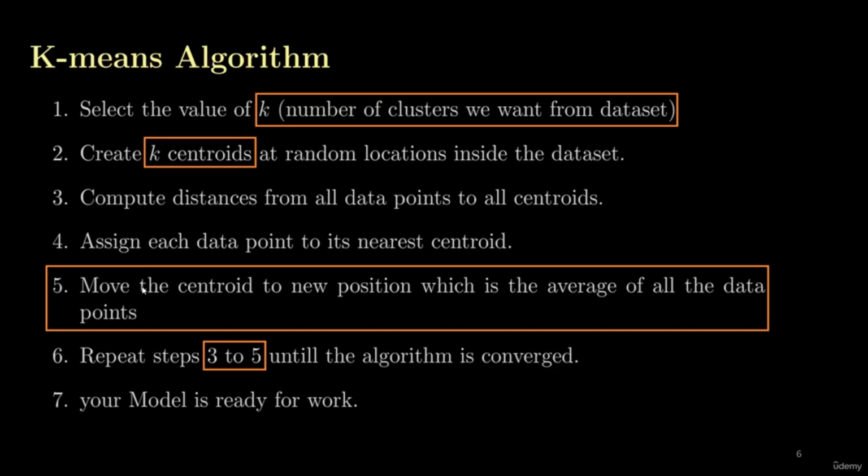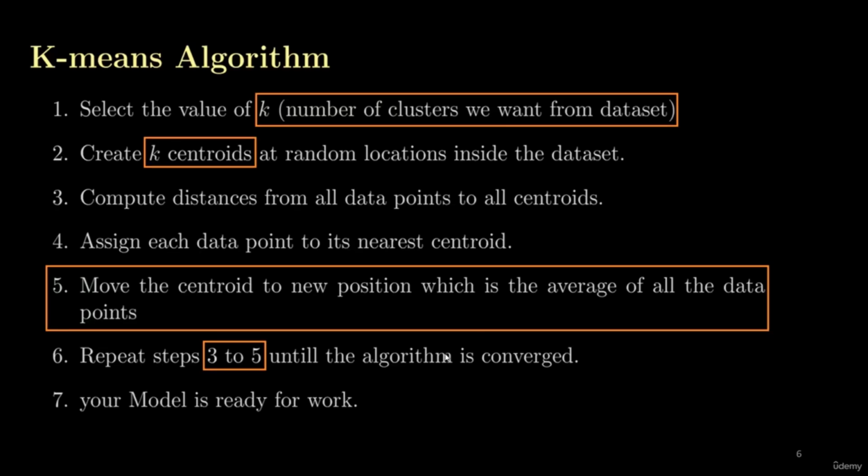Now, step 5 is important. Now we will move the centroid to a new position, which is the average of all the data points. In step 4, the cluster of all data points has been decided. Now we will take the average of the data points in a cluster, and based on the average value, we will move the centroid to the new position. And then we will calculate the distances again. Then we will assign each data point again to the nearest centroid. In step 6, we will repeat steps 3 to 5 until the algorithm has converged.